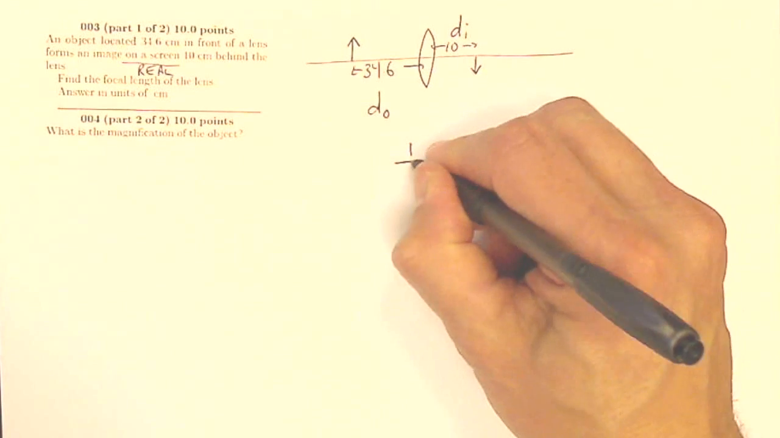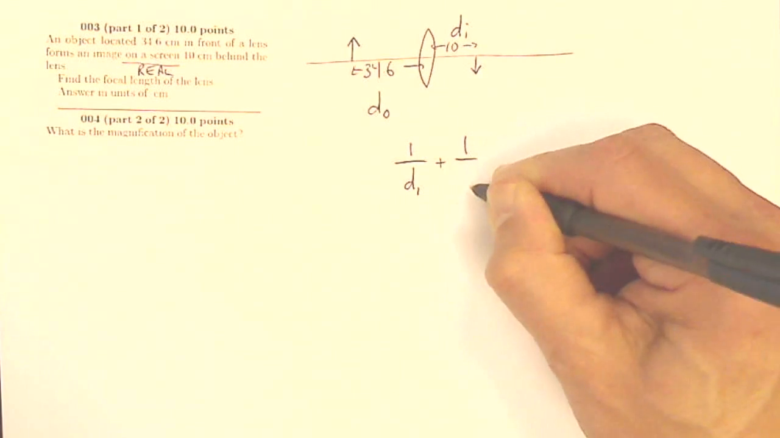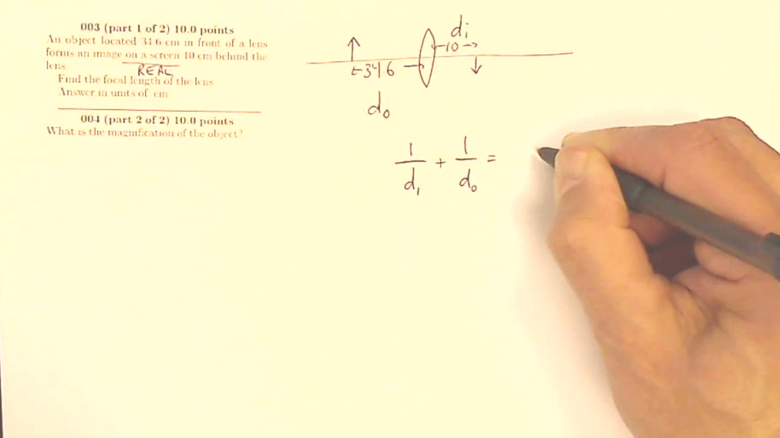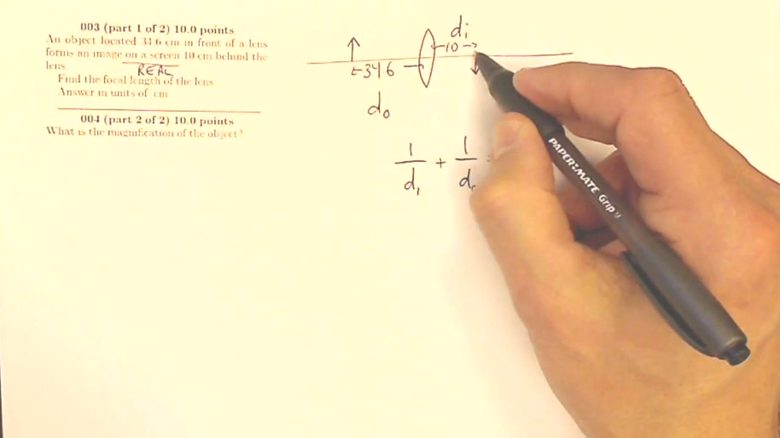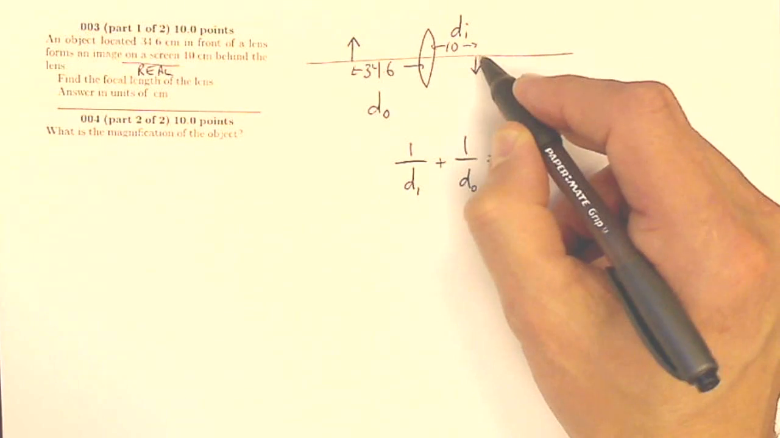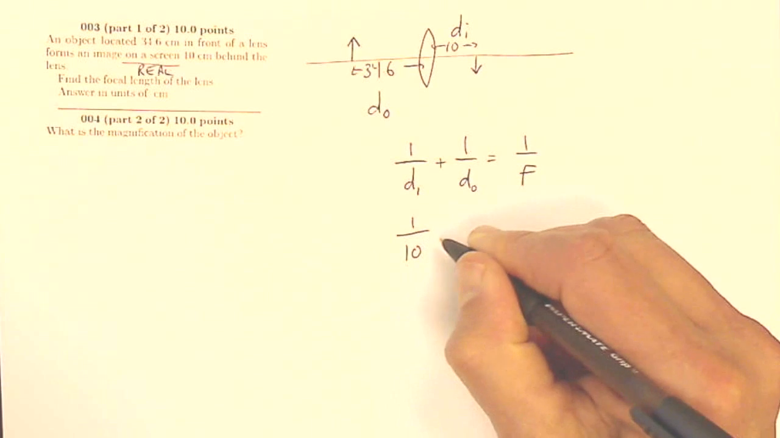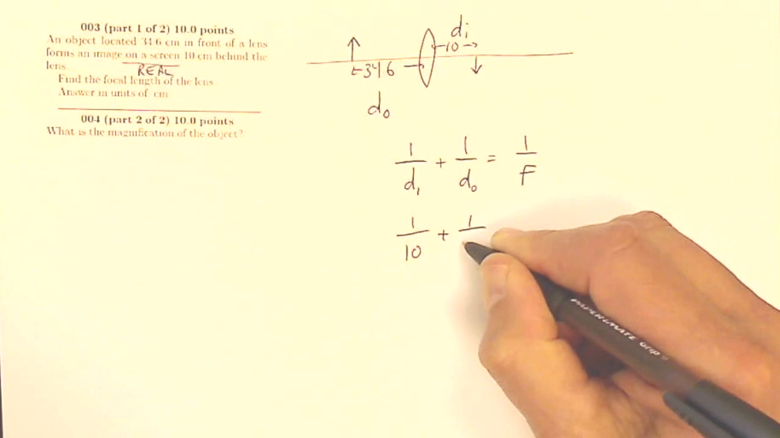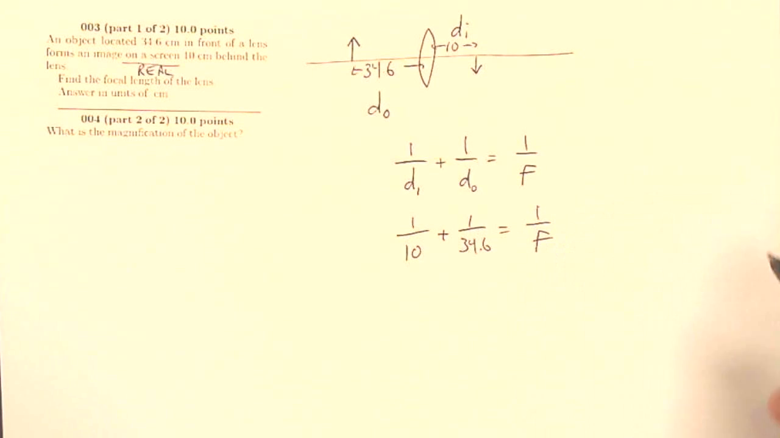So for this, I've got 1 over DI plus 1 over DO equals 1 over F. So that's going to be, and this is a positive distance because real images are located at positive distances. So that's 1 over 10 plus 1 over 34.6 equals 1 over F.